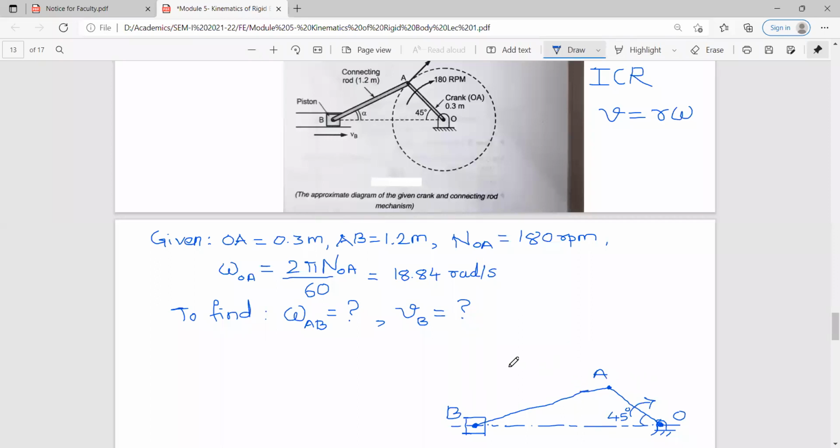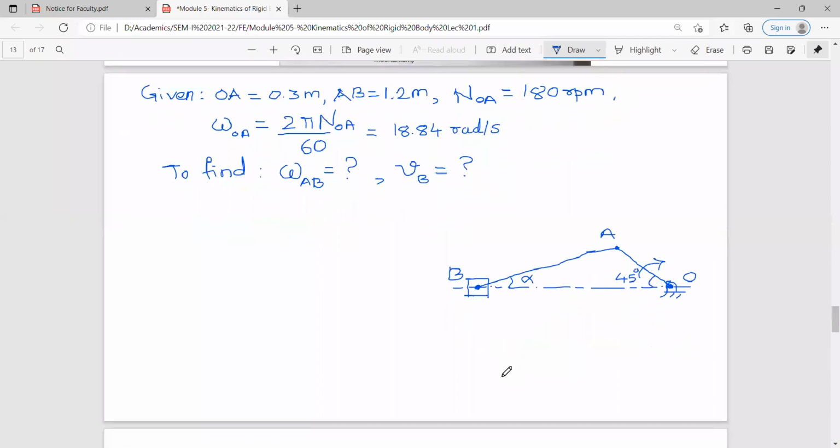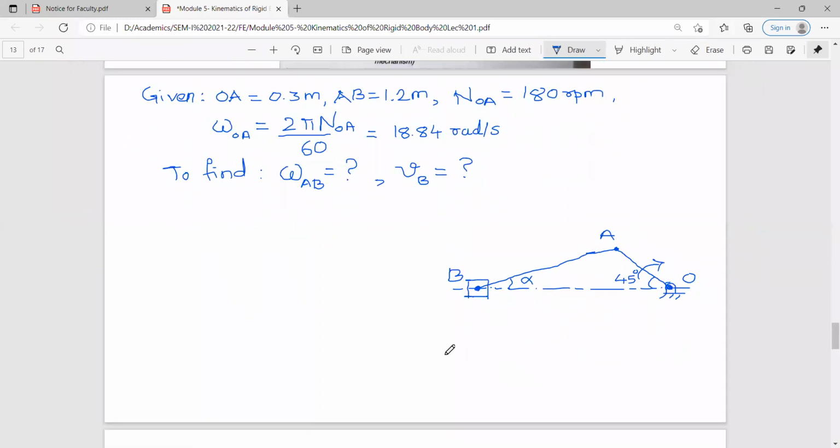Okay, then any other information? What else is given? That this angle is alpha. Okay, alpha is there. And length of crank and connecting rod we have written down. Got it? Is it fine? This diagram? Yes, sir.